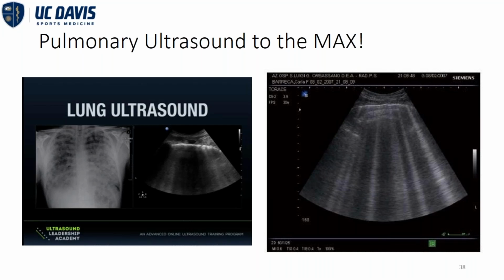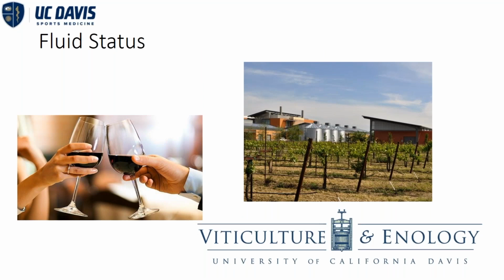So this is a great skill set to have, particularly if you're ever traveling. So if you're ever going to Utah, Colorado, Montana, Wyoming for some of your contests, this is a great one to have in your back pocket as well. That's going to conclude our talk on the FAST and eFAST and the pulmonary ultrasound.